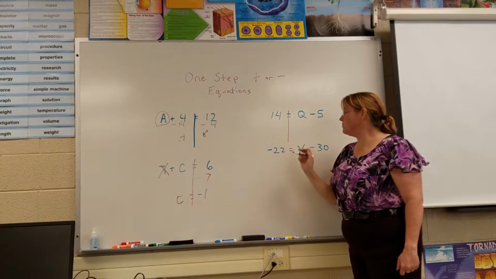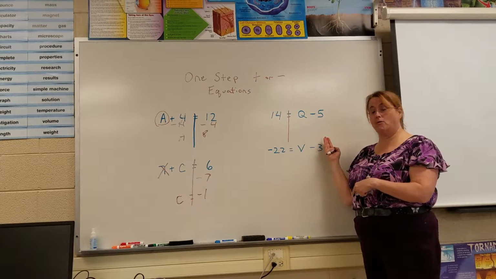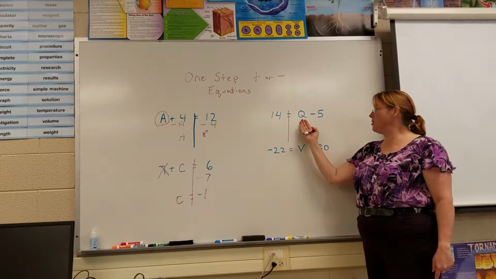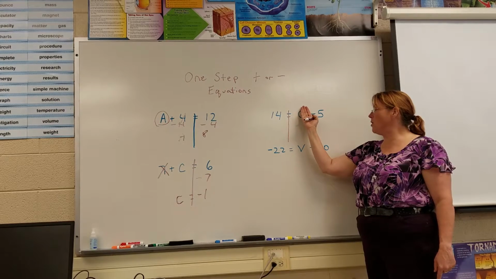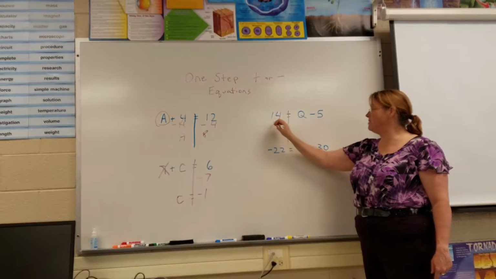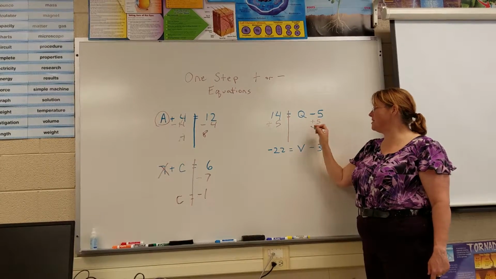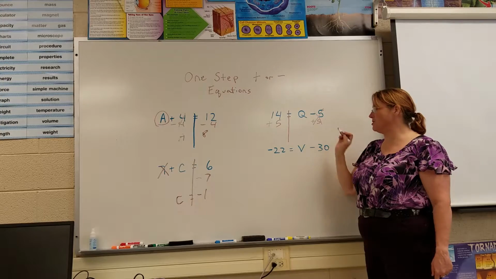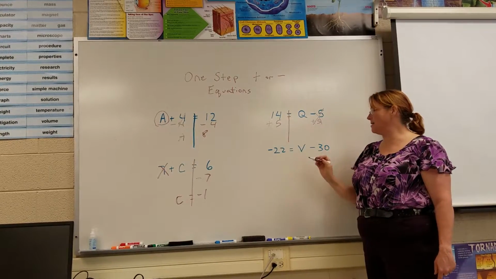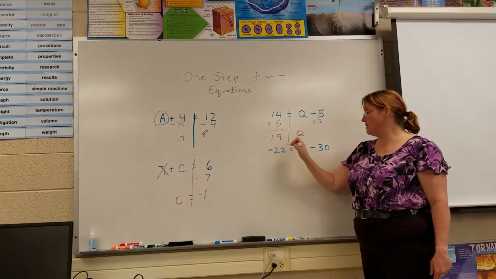This one over here, it doesn't matter which side the letter is on. You look to the side with the letter. So we look over here. We want to keep Q. We want to get rid of negative 5. The opposite of negative 5 is plus 5. So essentially you are adding 5 to that side, but you're getting rid of it and adding it to the other. And so you have Q equals 19.